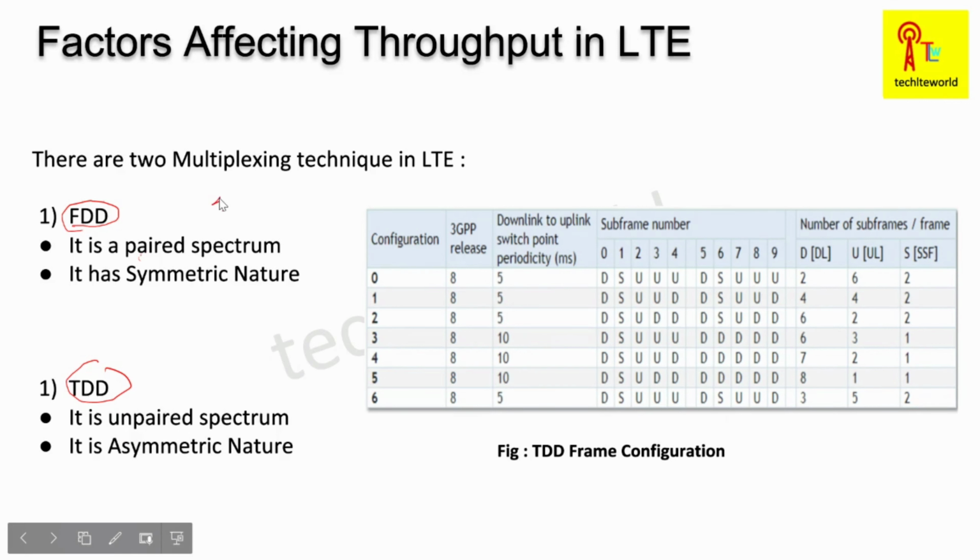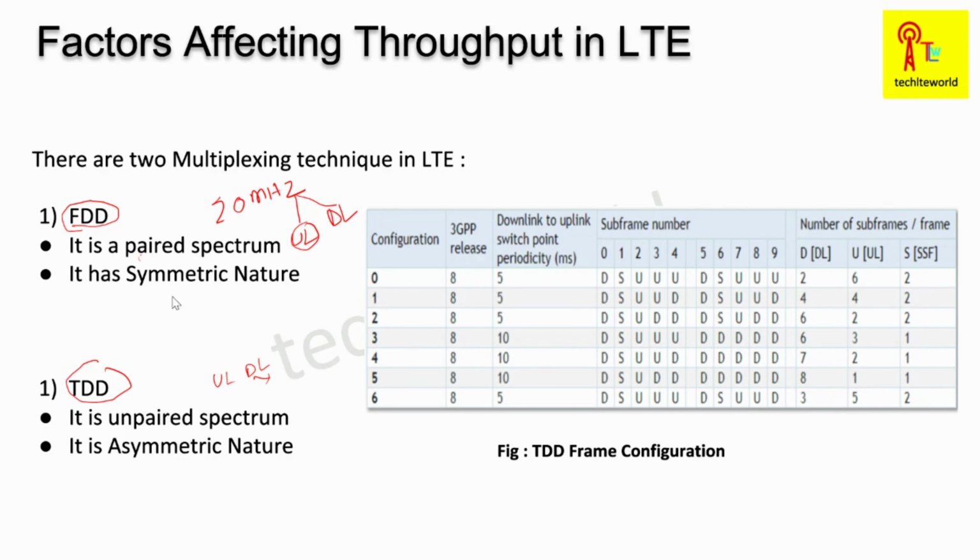if we consider the 20 megahertz bandwidth, in FDD it will be allocated for uplink separately and downlink separately. Hence it is paired, because for uplink we have allocated 20 megahertz bandwidth, and for downlink also we have allocated a separate 20 megahertz bandwidth. But unlike this, TDD is an unpaired spectrum. Why is it unpaired? Because in TDD, this 20 megahertz bandwidth will be distributed across uplink and downlink. It means that uplink and downlink will be using the same 20 megahertz bandwidth. So it is an unpaired spectrum.